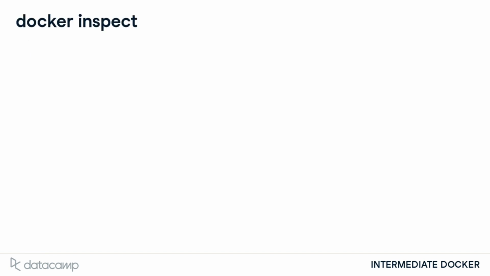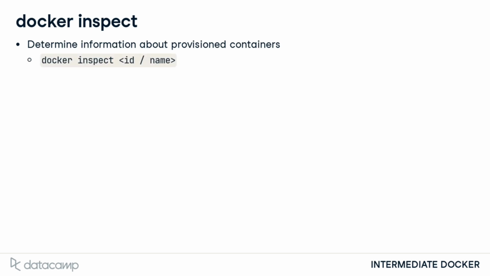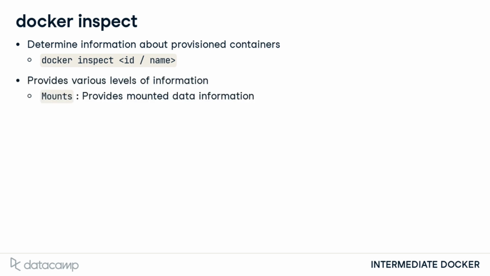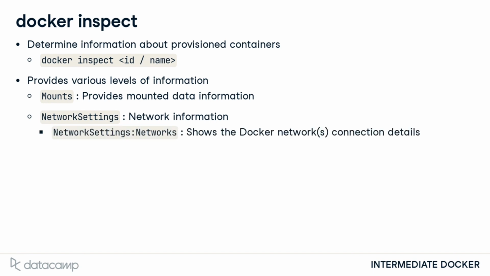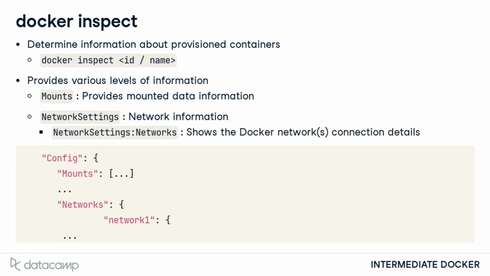We covered some of this previously, but Docker Inspect provides information about provisioned containers, including stopped ones. To run the command, we use docker inspect ID or name. This provides various levels of information, including mounts for mounted data and network settings for information about the networking configuration of the container. The network section under Network Settings will show the name of the Docker networks the container communicates with and other details. In this example, the container would be connected to the Network 1 network.